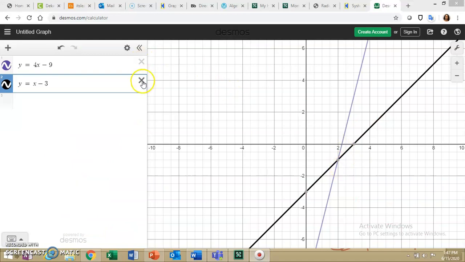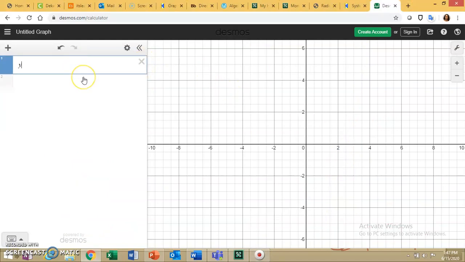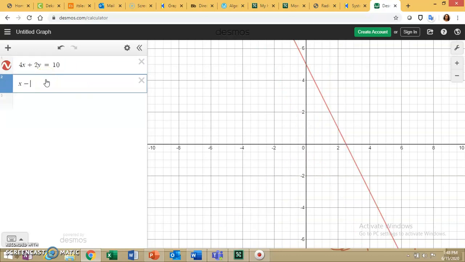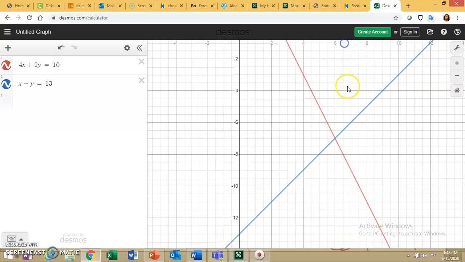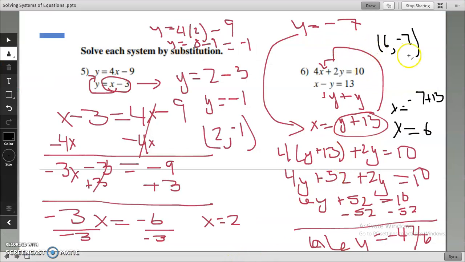Let's verify the second one. So I'm going to exit those out. Actually, it was not y equals, it was 4x plus 2y equals 10, and x minus y equals 13, I believe. Okay, I'm just going to scroll down here, click on my solution, and it says 6, negative 7. So I just verified my solution, and that was the substitution method.